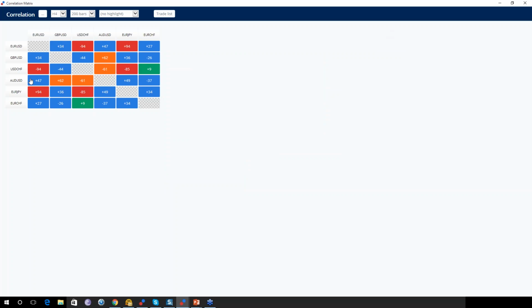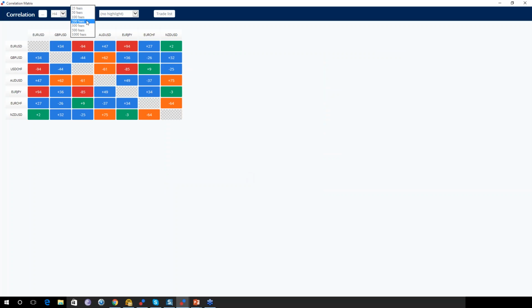Correlation matrix is saying that Australian dollar, okay, I didn't get it here, add, save. So Australian dollar is having 75 correlation on 4-hour 200 bars. Guys, it's very big correlation. Very, very big correlation indeed. Let me see 1-hour chart, 200 bars. Still strong correlation. So it's very strong correlation.